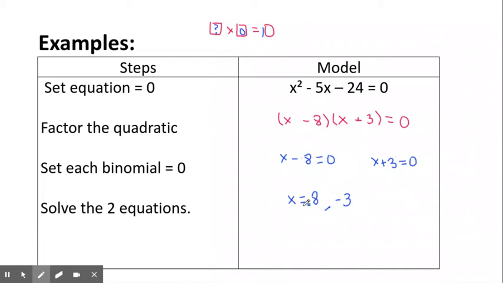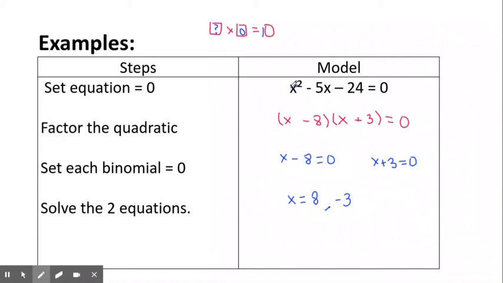Now, just like with any equations, systems of equations, quadratic equations are the same. You can check your answers. You probably know how we could check them. You can check by substituting to make sure that they're true. So because there's two different answers here, in order to check both of them, you would have to substitute both of them. I'm just going to show the 8 as an example.